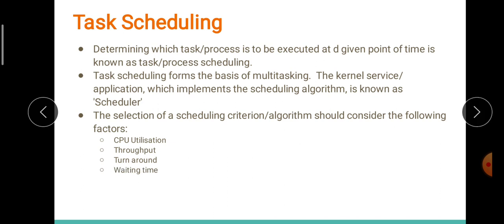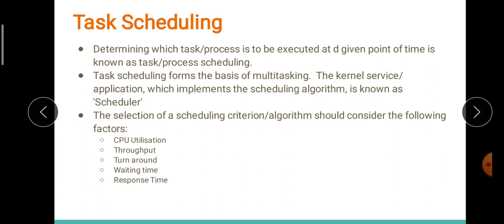And another factor is the waiting time. Just as the name indicates, it's the amount of time the process spent in its ready queue, or the amount of time the process waits to be executed by the CPU. And what must this time be? The waiting time must be minimum, so that each process is executed very fast, right?